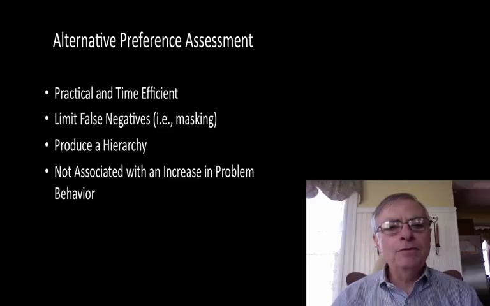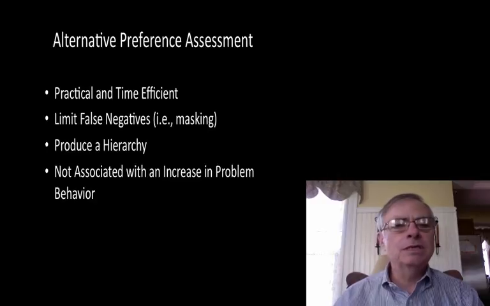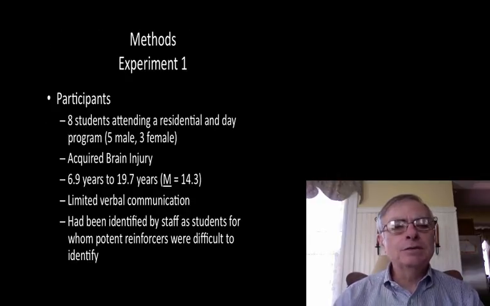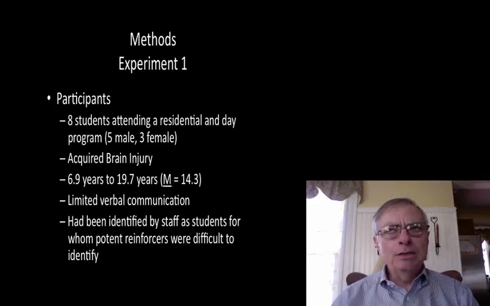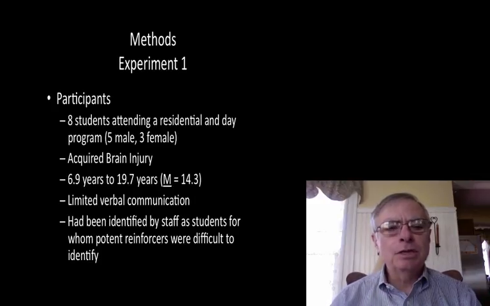An alternative preference assessment, which is practical and time efficient, has limited false negatives, produces a hierarchy, and is not associated with an increase in problem behavior, is what they're calling an alternative preference assessment. Basically, in experiment 1, there were 8 students attending a residential and day program, 5 male and 3 female. They all had what's called acquired brain injury. That means they've suffered a head trauma, like in an automobile or motorcycle accident, as opposed to a brain injury that was something they were born with.